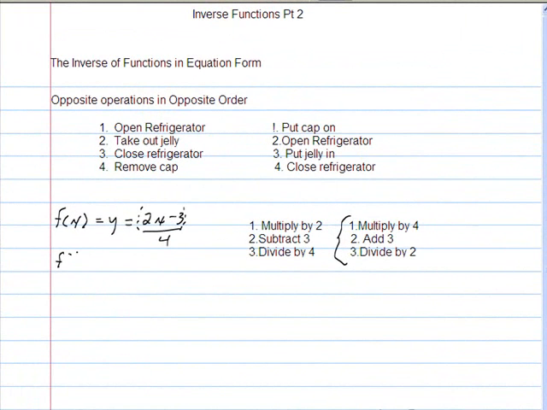We would be building f inverse, and the first thing we'd want to do is multiply x by 4. The second operation we'd want to do is add 3. And the last operation we'd want to do is divide by 2. Opposite operations in opposite order. But did we really build an inverse?